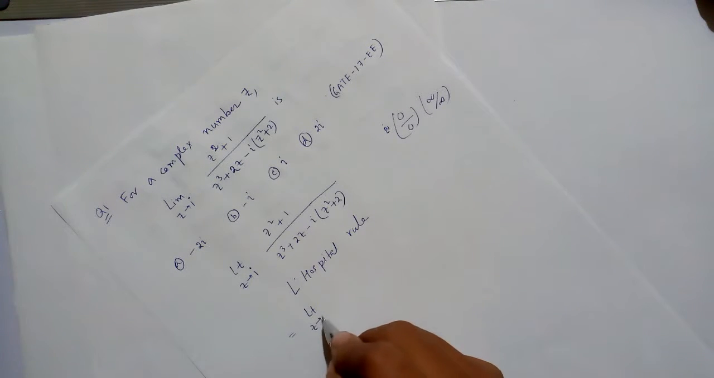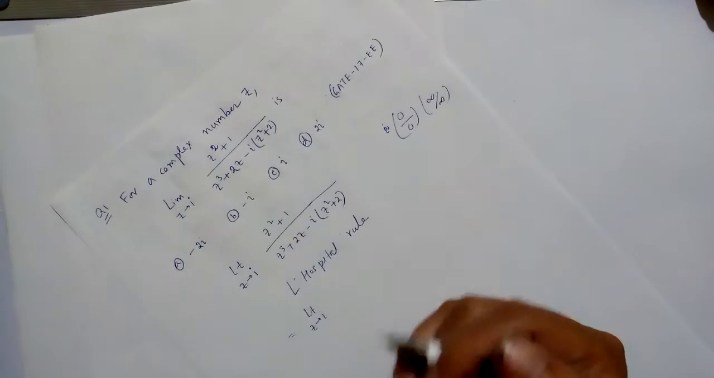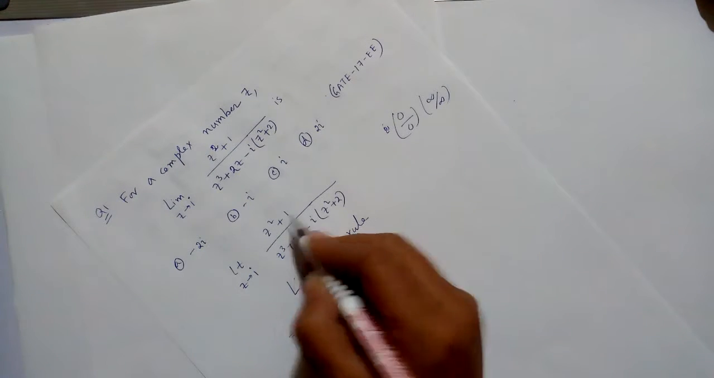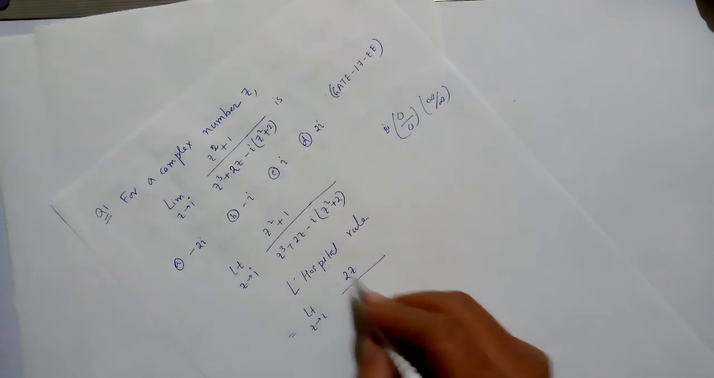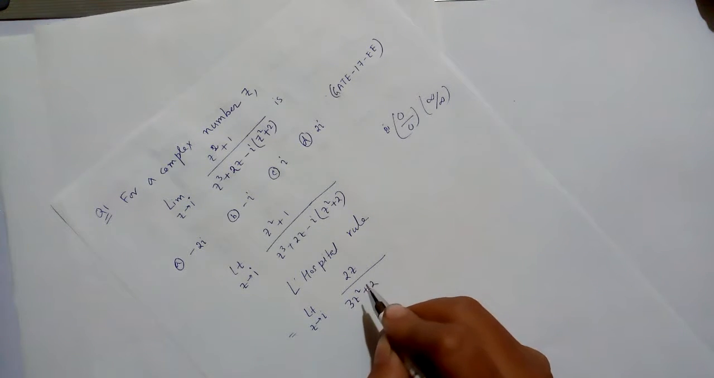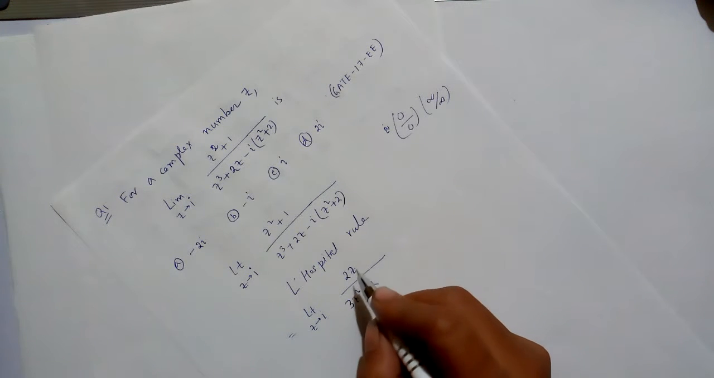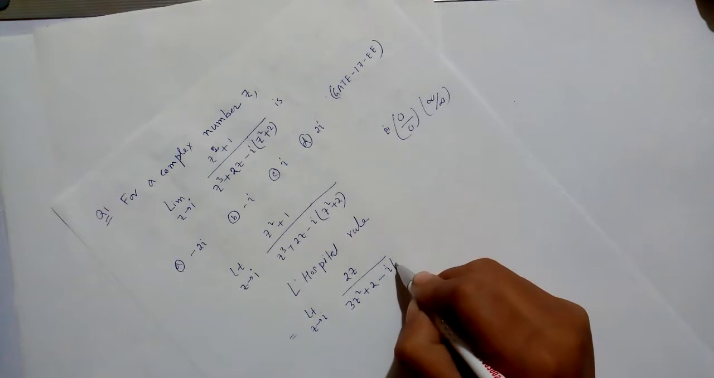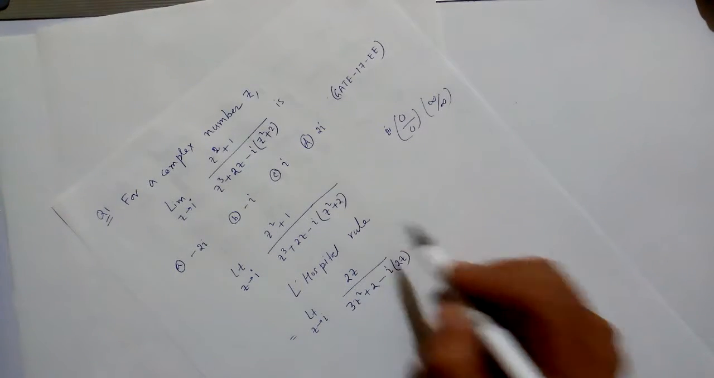And what is the rule? The rule is nothing but the derivative of the upper part and the lower part. So the derivative of the upper part is 2z, as the derivative of 1 is 0, and the derivative of the lower part is 3z square plus 2, minus i 2z, as the derivative of 2 is 0.